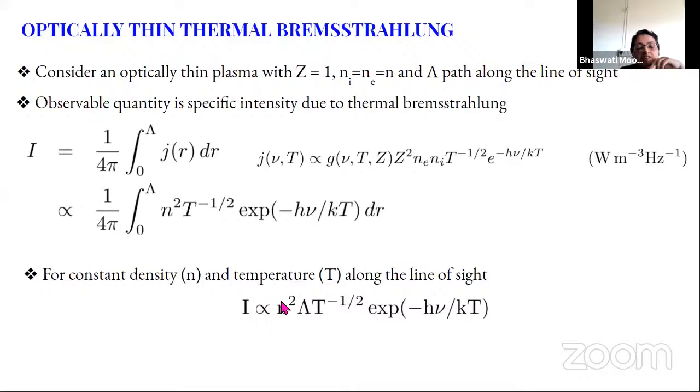So my observed intensity will be proportional to the square of the number density of ions or electrons, times the path length through the medium, times the temperature raised to the power -1/2, times the exponential of minus hν over kT, where ν is the frequency. This should also have a subscript ν, since I am writing the specific intensity at a particular frequency ν. I have dropped it here just for brevity.